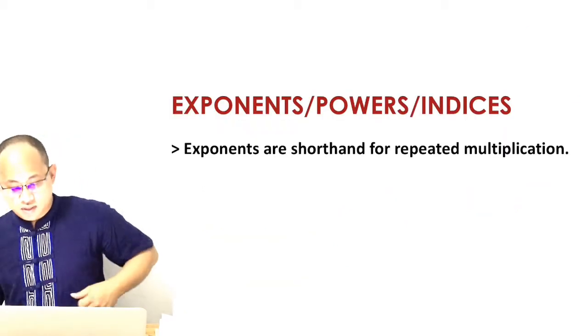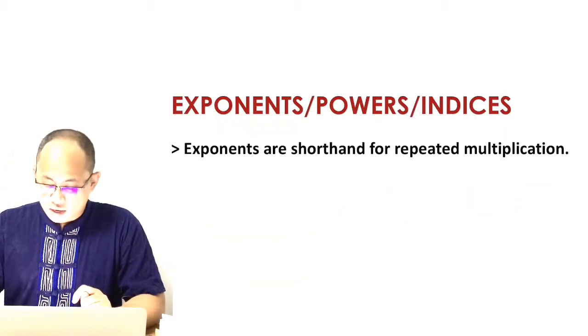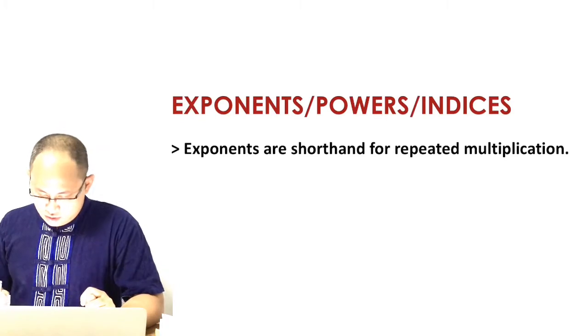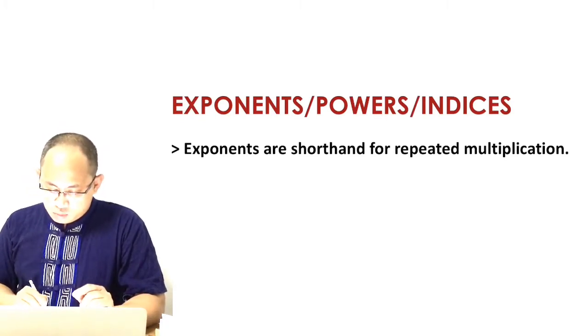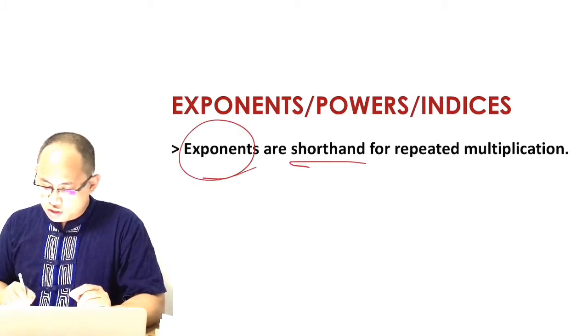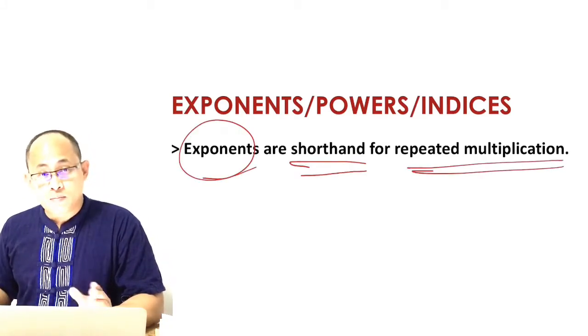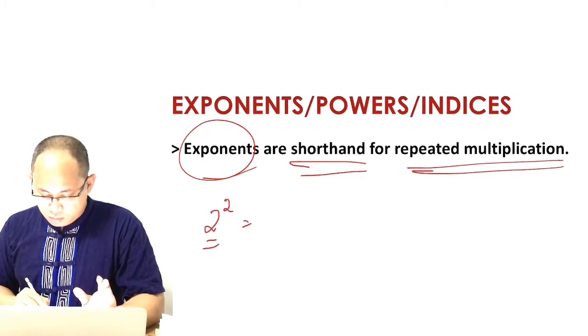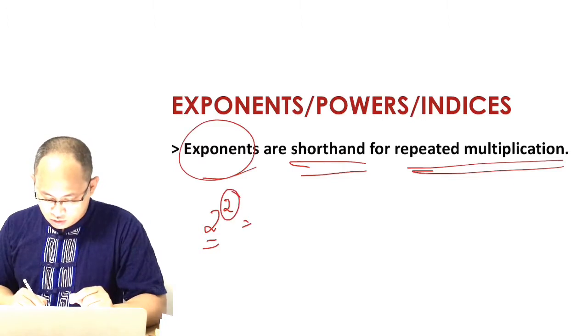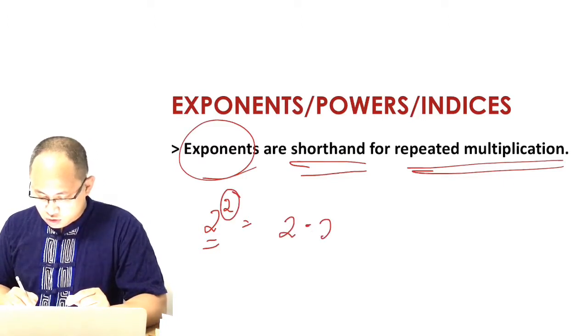Next, guys, we will discuss exponents, power, and indices. Now what are exponents, power, and indices? Exponents are the shorthand of repeated multiplication. Repeated because, for example, 2 to the power of 2, you multiply 2 by itself twice, so it becomes 2 times 2.